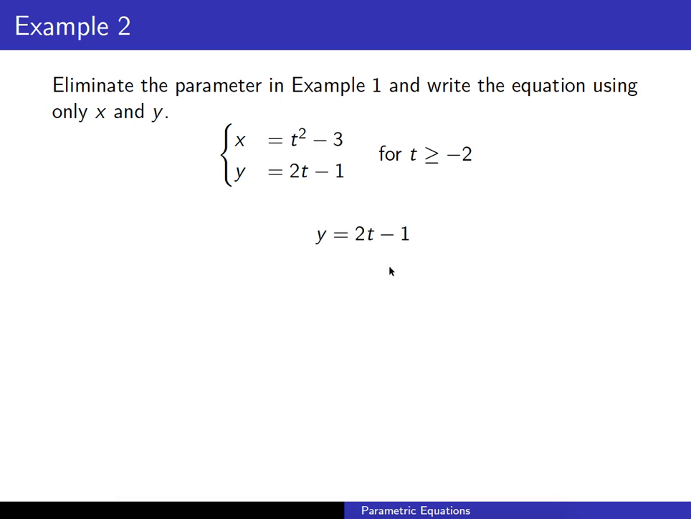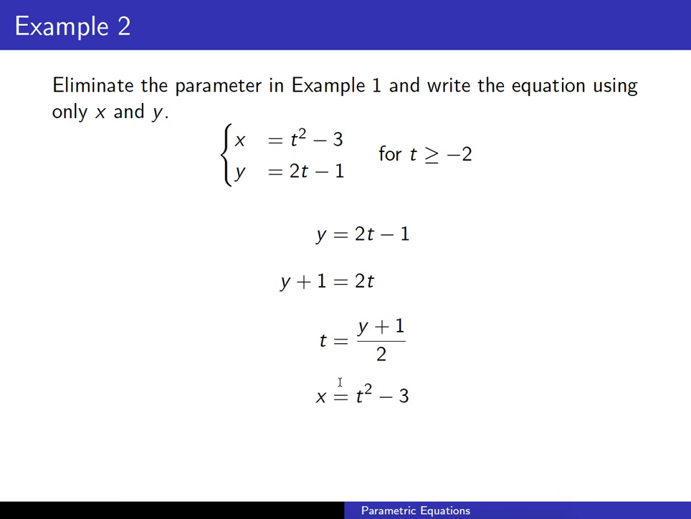So with y equals 2t minus 1, we add 1 and then divide both sides by 2. We get our t as y plus 1 over 2. So the value of t is the y coordinate plus 1 divided by 2. And now we can take this expression and substitute it in for this t in this first equation.